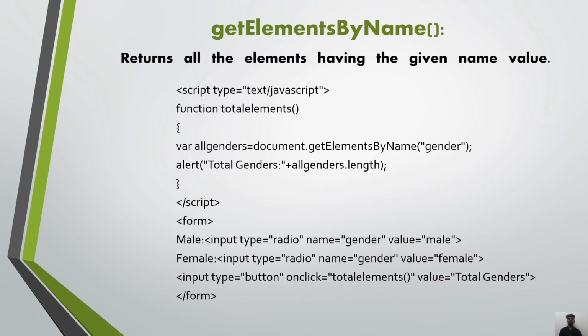Next, getElementsByName. It returns all the elements having the given name value. Some example for getElementsByName. First of all, create an HTML document using the tag with name values, call the scripting tag, and use a function with the name from the form to store the getElementsByName result.